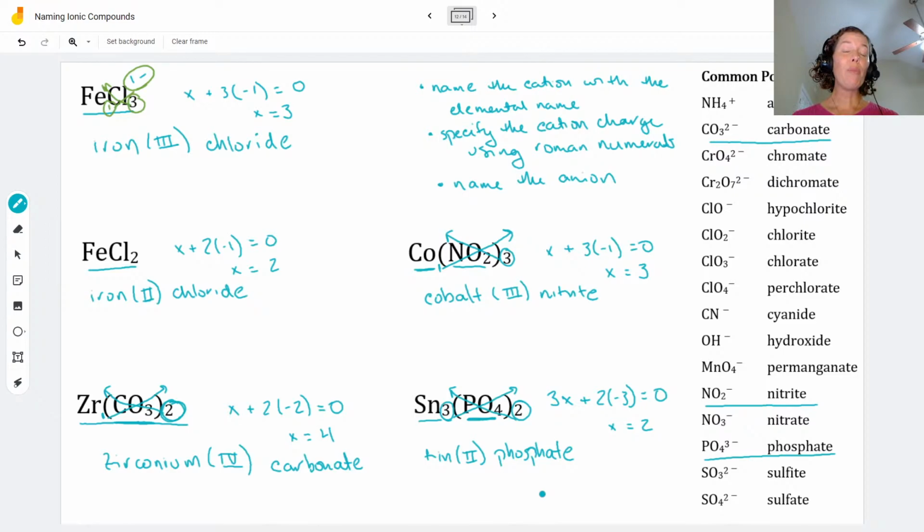Okay, so I hope that these examples helped you with all of these different naming scenarios, because we've got the monoatomic ions, we've got the polyatomic ions, and we've got the transition metals. And we've got to bring them all together, especially in these examples here with the transition metals, and use all of those skills to figure out what the charges are.